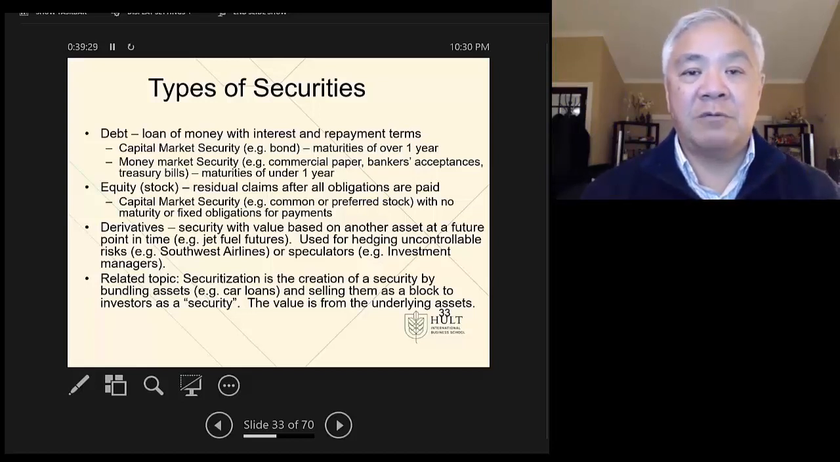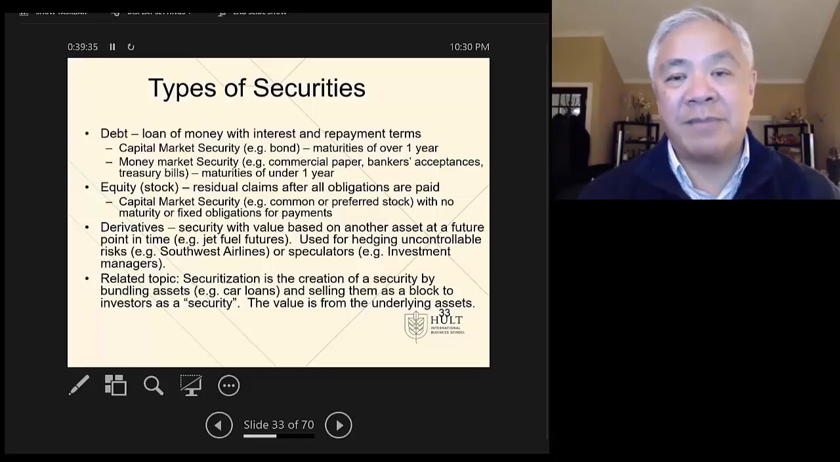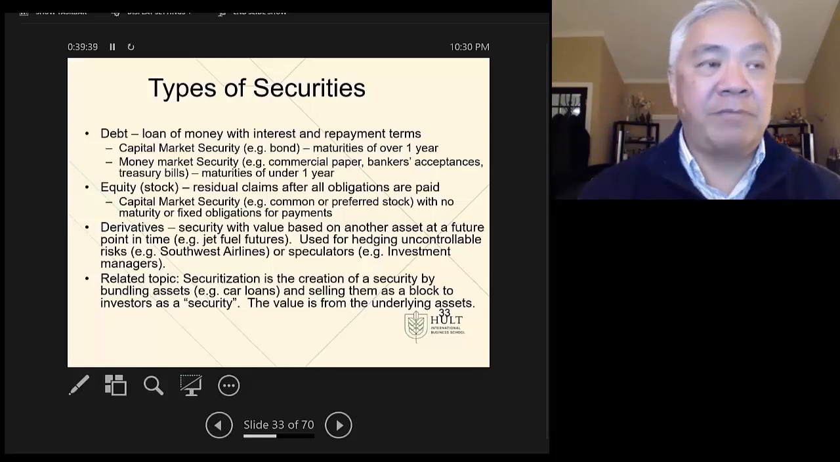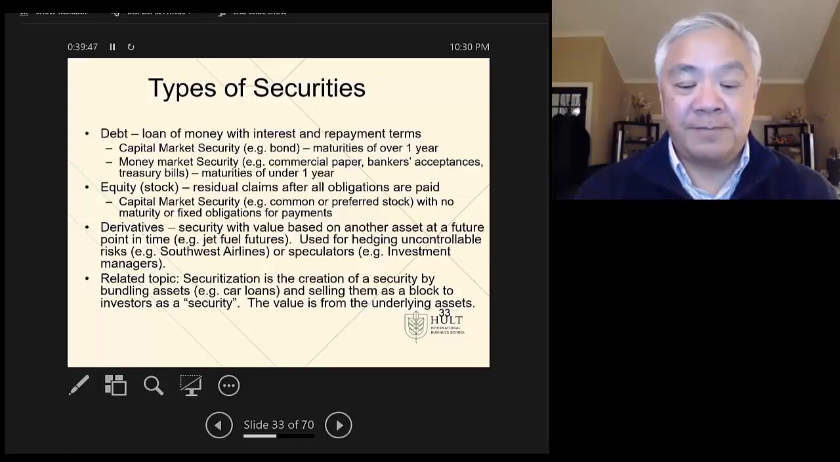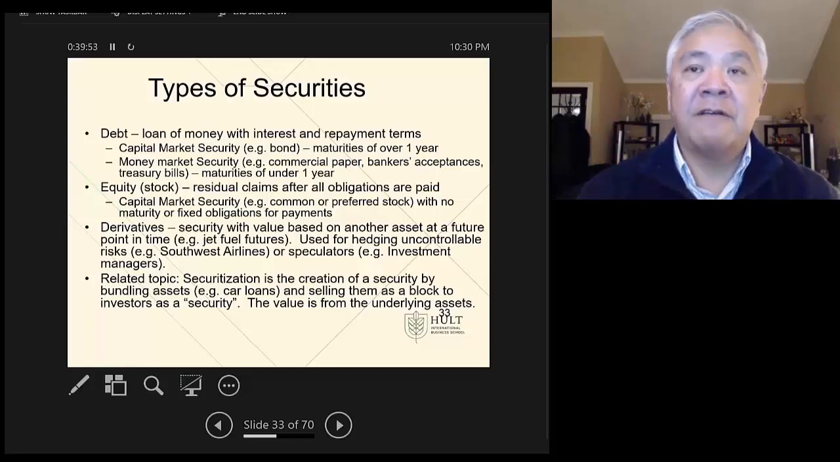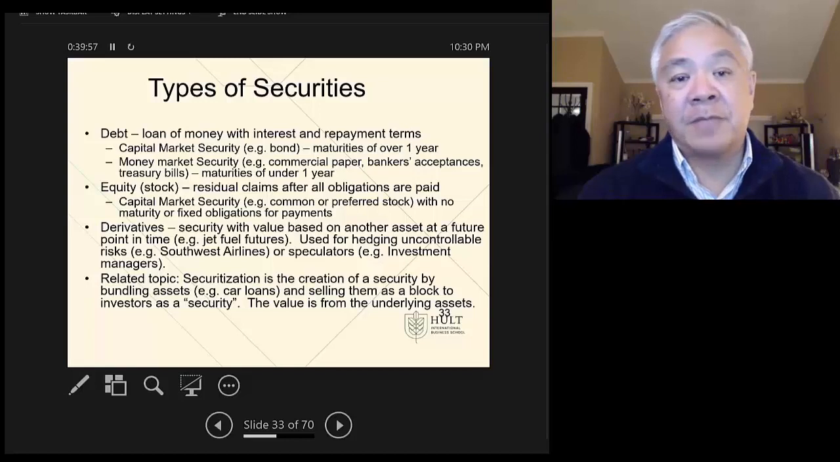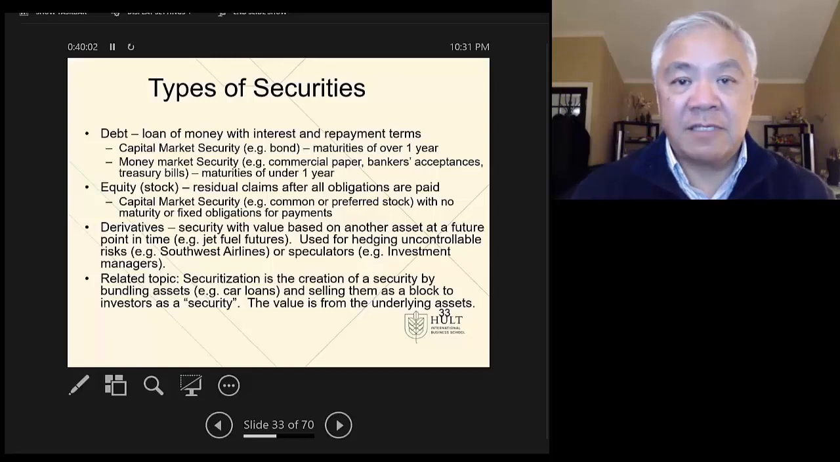Derivatives are a type of security, and the name kind of tells you what it is. The value of a derivative is derived from something else. It could be a physical commodity, like jet fuel or corn or orange juice, or something that has a traded value, such as foreign currency or the value of the stock market. So derivatives can be based on anything that is ascertainable in value, but not right now. There's a time component to derivatives.